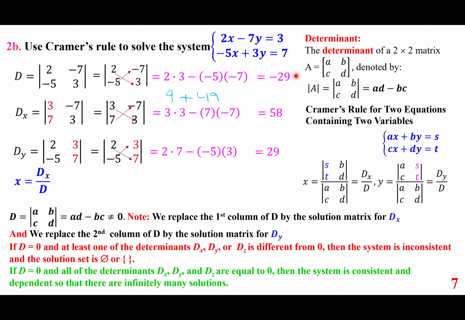D sub x divided by D, 58 divided by negative 29 is negative 2. And y is D sub y, which is 29 divided by negative 29, which becomes negative 1. And that's the same answer that we got before. The difference is we are using Cramer's rule.